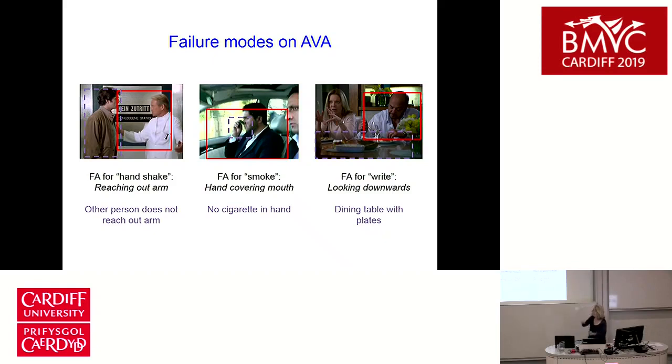And then the second false answer is a false answer for smoke. So it looks as if the guy was smoking, but in reality he is covering the mouth and has no cigarette in the hand. And then this third one is a false answer for writing. In reality the guy is looking down and eating. So again, you would need to detect that the environment contains a table.